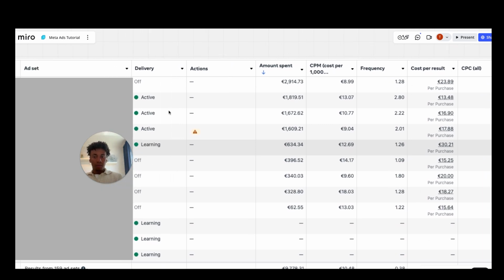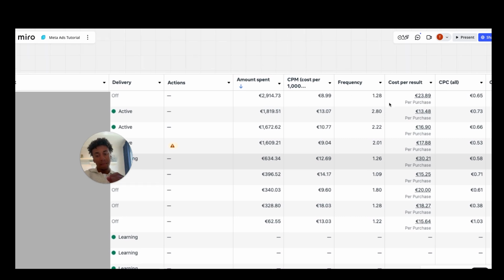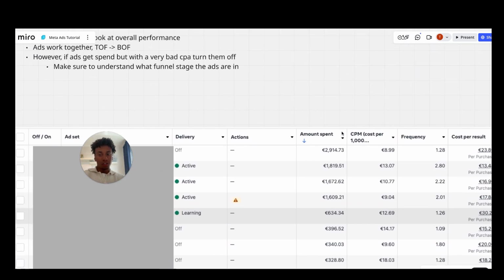Well, now we've turned it off because this is data from months before. So currently, live, it is off, as you can see here, but at that point in time we would have kept this ad on. But let's say the cost per result was much higher, maybe 40 euros, and it is spending a lot. Then we would say, okay, maybe now we interfere with Meta and we turn it off. But if that's not the case, then just let Meta do its thing. So only if ads get a lot of spend and the CPA is very bad for the specific funnel stage which they're in, then turn the ads off.